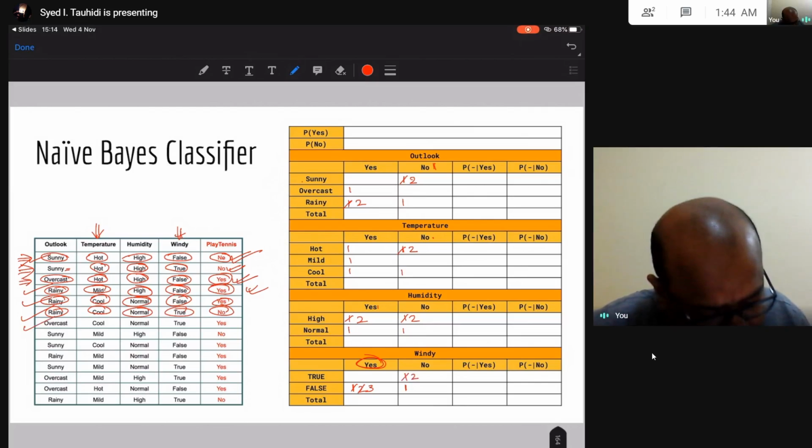Alright, then I go to this overcast, and this is yes, so I will manipulate this column corresponding to yes. So what I'm going to do, overcast I am incrementing by 1 up to 2. So cool I am incrementing by 1, normal I am incrementing by 1, and true I am incrementing by 1. Okay, sorry, I made a mistake. True I am incrementing by 1, not false.